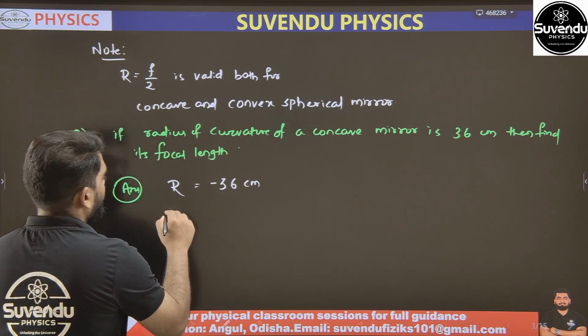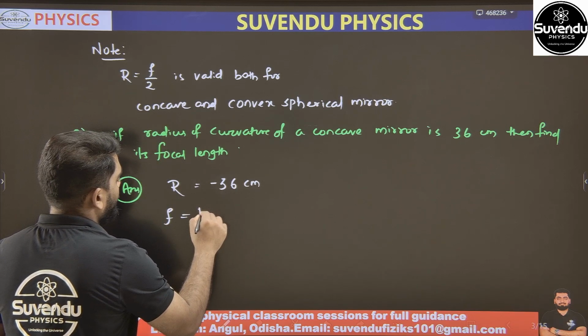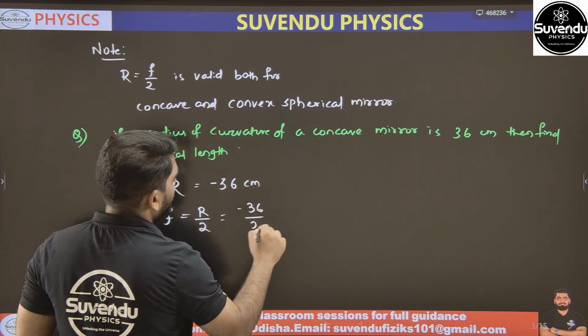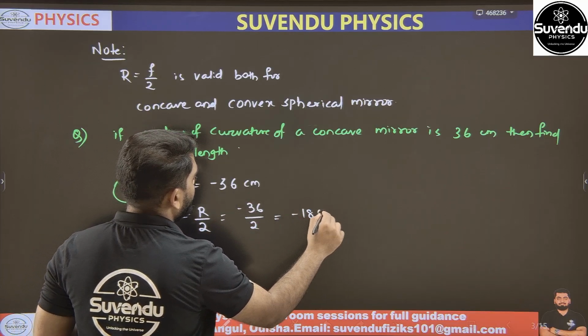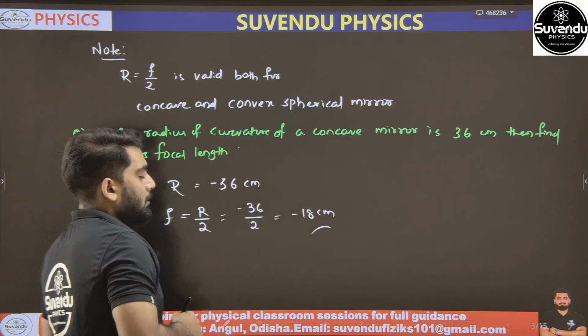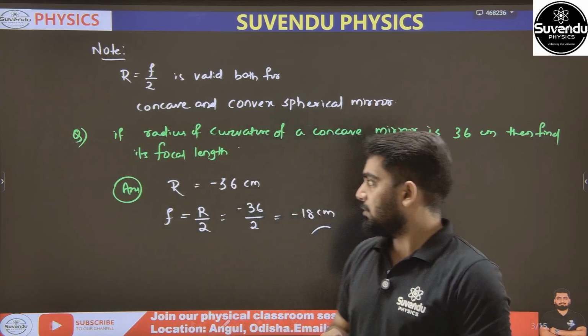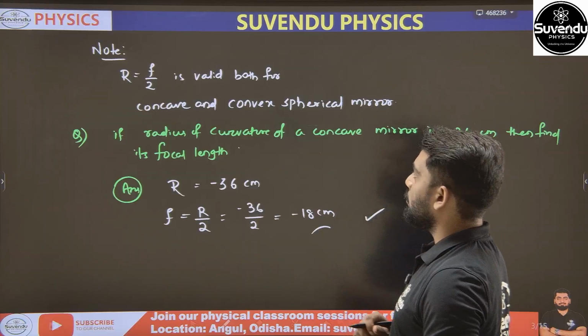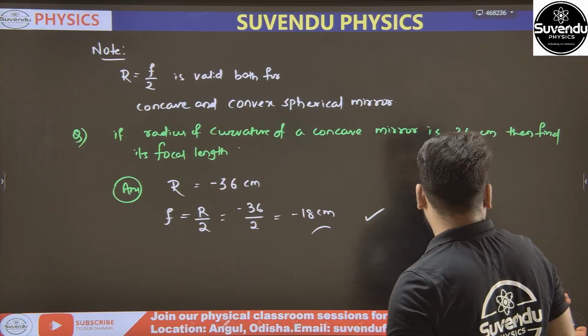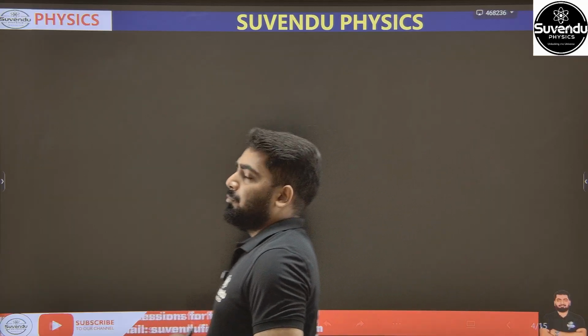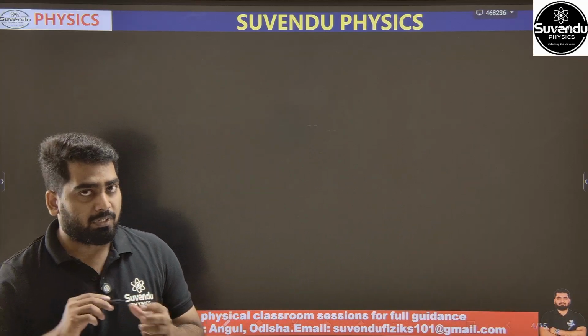So now we know the relation f is equal to r by 2. That will be equal to minus 36 by 2, that is minus 18 centimeter. Convex होगा तो you simply mention plus sign. So this is the answer of this question. So इसके बाद now I will proceed towards the magnification in case of spherical mirror.